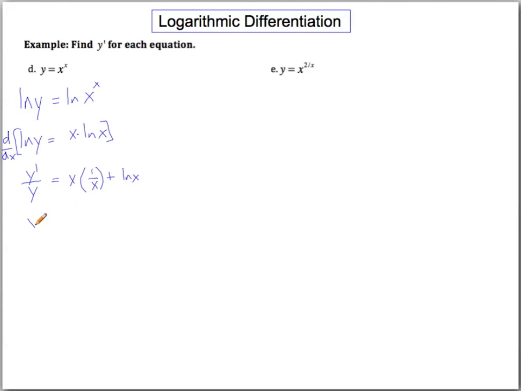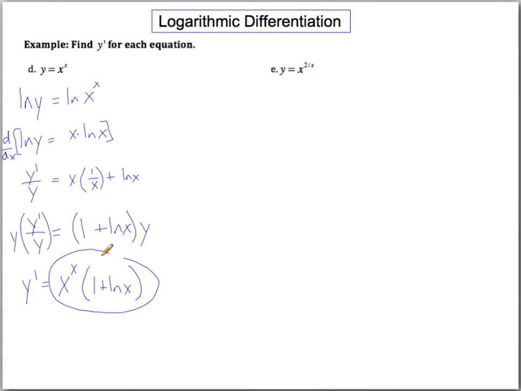Okay, and let's simplify this now. So we have y prime over y equals x times 1 over x, which is 1, and then plus ln of x. And we want to get y prime by itself, so we're going to multiply both sides of the equation by y. So y prime equals, and let's substitute y back in here. So we have x to the power of x times 1 plus the natural log of x. Alright, so that is using logarithmic differentiation when all of your powers and bases are variables.